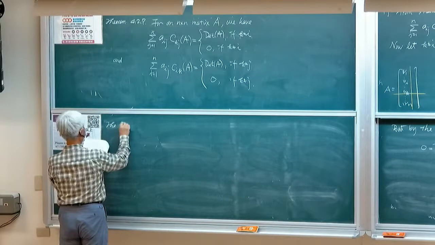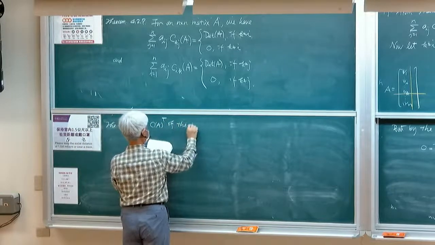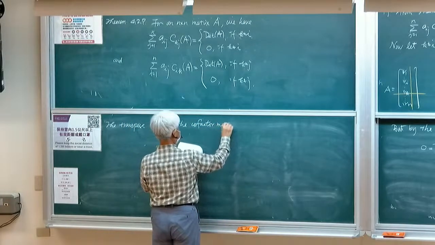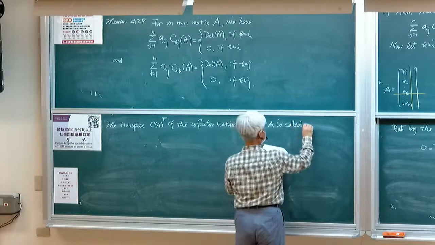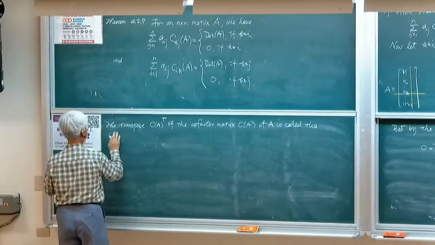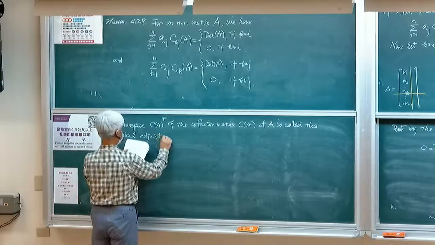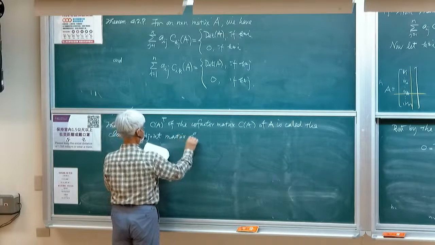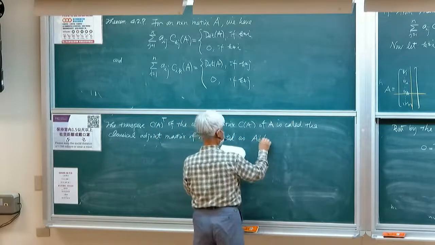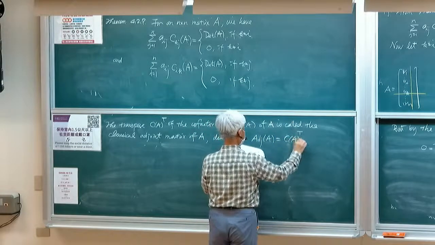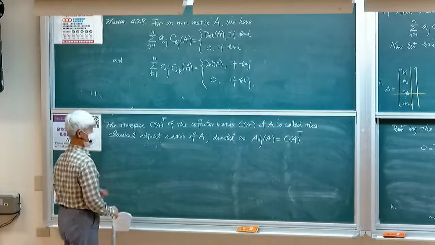Now the transpose of the cofactor matrix of A is called the classical adjoint matrix of A, denoted as adj A. The adjoint of A is equal to the transpose of the cofactor matrix of A. So it's a companion function.